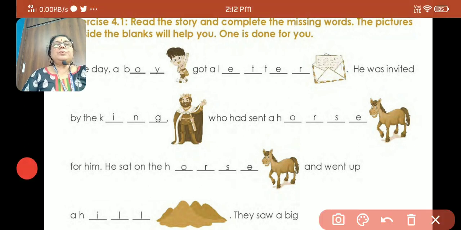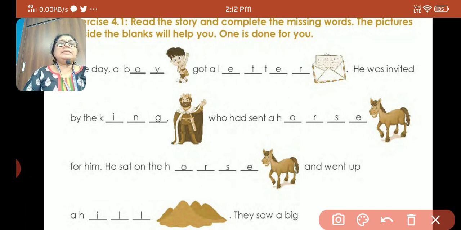Read the story and complete the missing words. The pictures inside the blanks, we have to fill the names of these pictures beside the blanks. The pictures beside the blanks will help you. One is done for you. See, one day a boy is done for us. This is done for us, right?